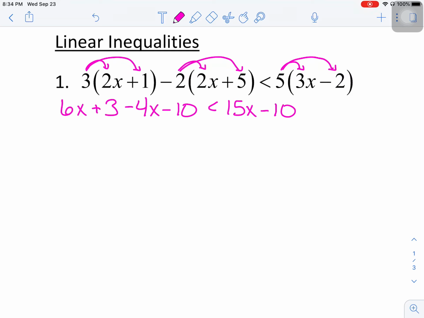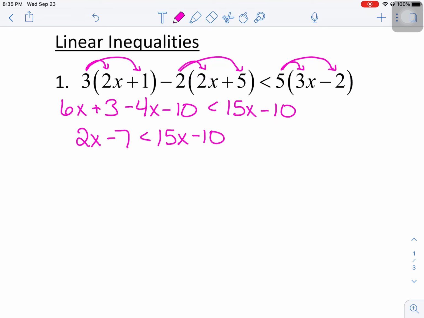And in this case, we definitely have some stuff on the left side that are some like terms. So 6x minus 4x is 2x. I was going to say negative 3. It's not negative 3. It's 3 minus 10 is negative 7. All right. Strictly less than 15x minus 10.